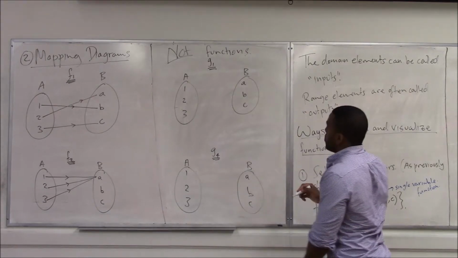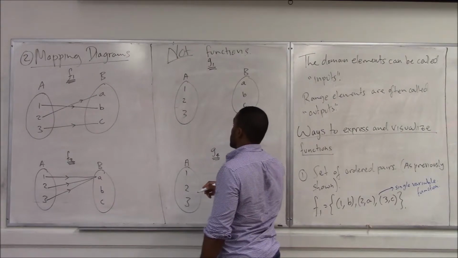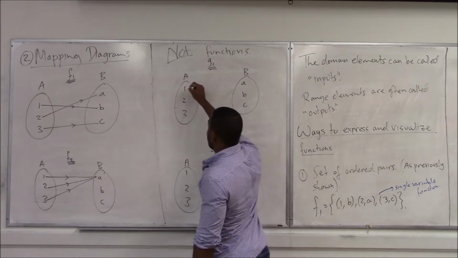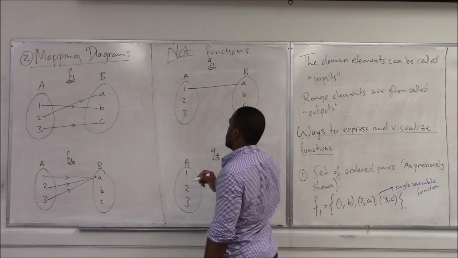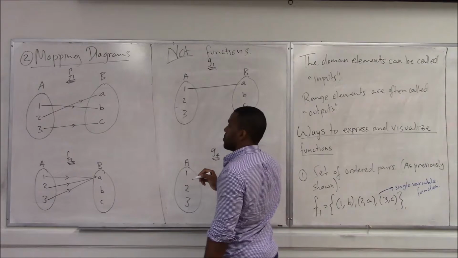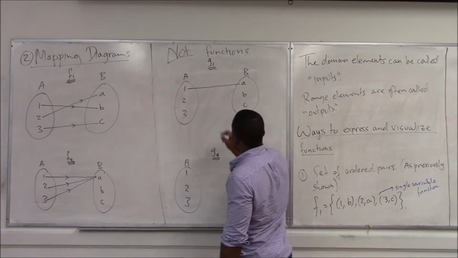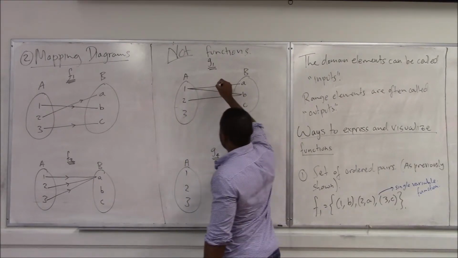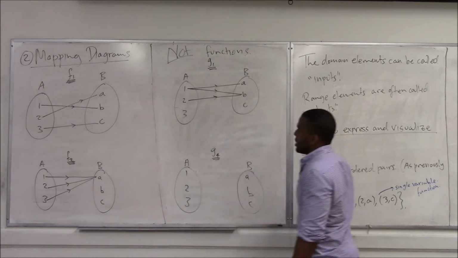In G1, did 1 relate to anything? To A, 1 related to A. What do you mean 2 times? You said it was 1 comma A, 1 comma A, 2 comma B. Oh, so let that be 1 comma B, because 1 comma A is the same thing. So let's say 1 goes to A and B, 1 comma A and 1 comma B, and 2 comma B. 3 did not leave anywhere.